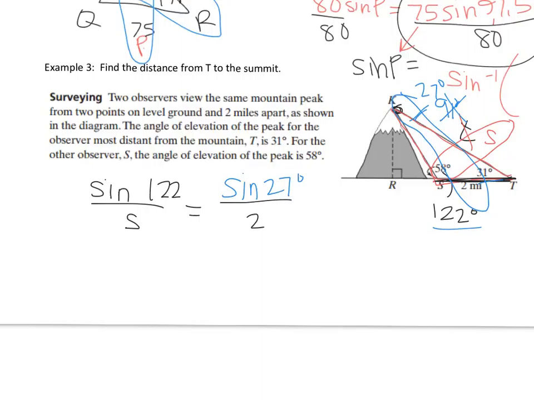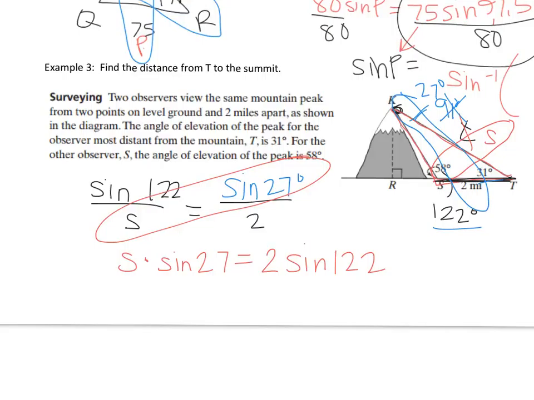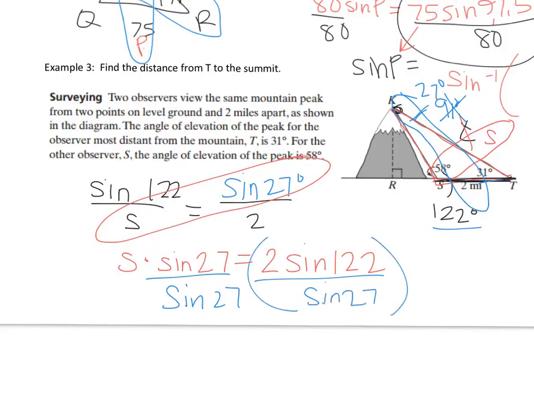So you always need to have a side and an angle across from each other that are known in order for you to do the law of sines. So now I'm trying to find S, so I'm going to cross multiply. So I write this is S times the sine of 27 equals 2 times the sine of 122. So the next step I do is I divide by sine of 27. This cancels out. I don't have to do inverse because I'm not trying to find an angle. I'm just going to do 2 sine of 122 divided by sine of 27 to get my answer.